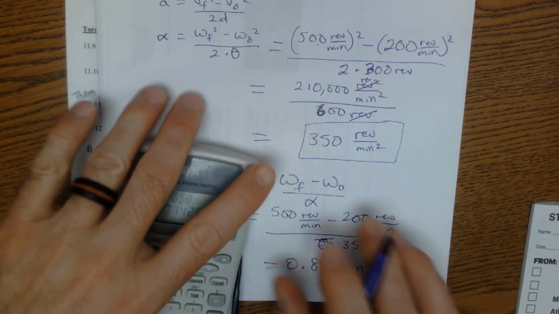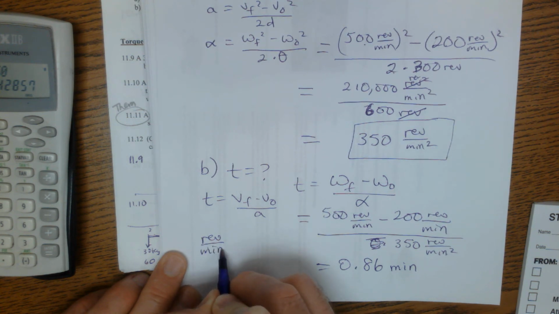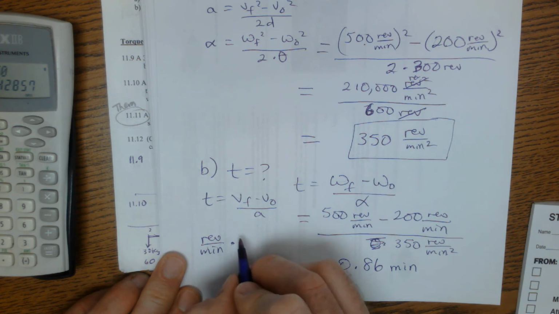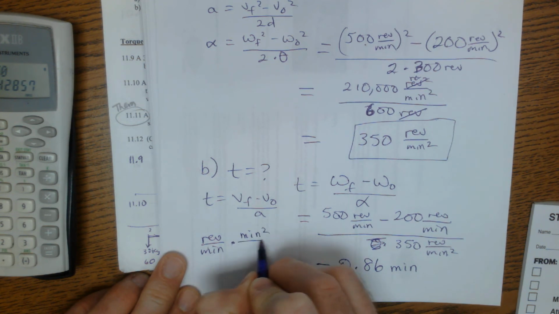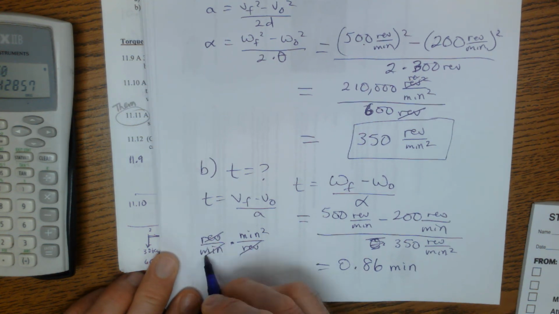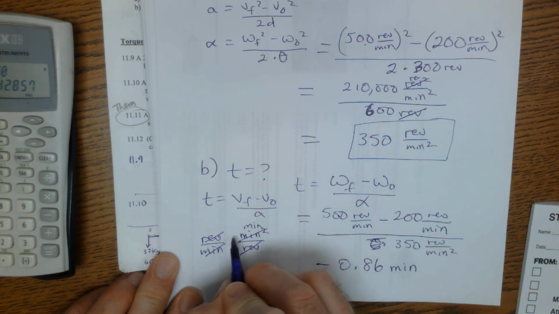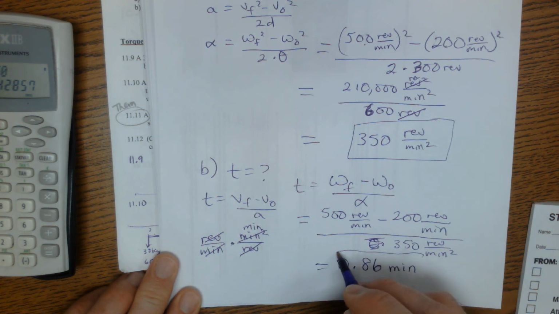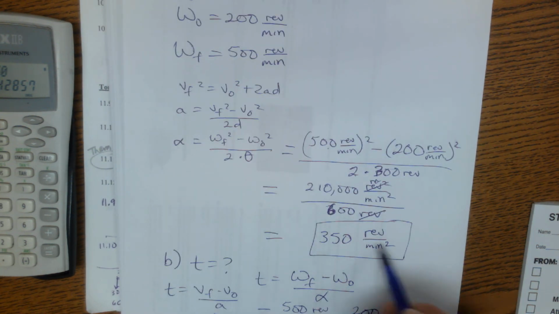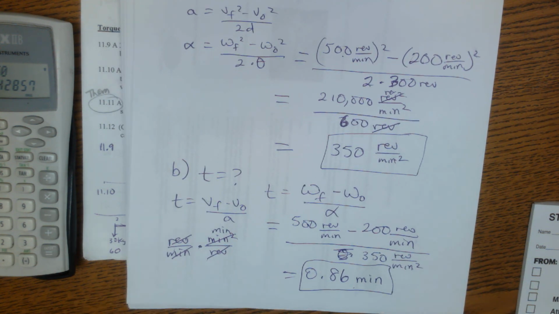And if you want to see that, let's just look at it quick. Revolutions per minute divided by revolutions per minute squared would be like multiplying by the reciprocal, minutes squared over revolutions. And sure enough, revolutions cancel, one of these minutes cancel, and I'm left with minutes. So that's a double check on our units, and we did the right thing. So again, the angular acceleration was 350 revolutions per minute squared, and the time it takes to do that was 0.86 minutes.